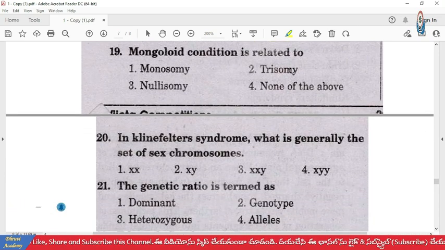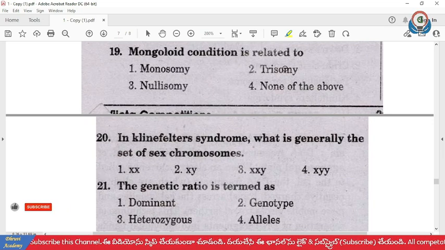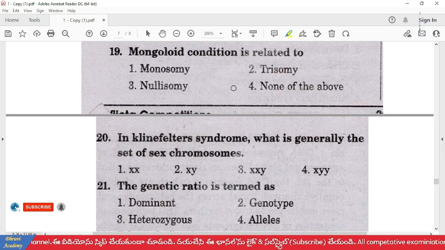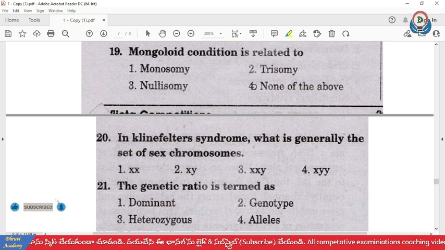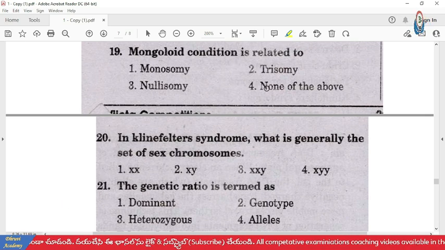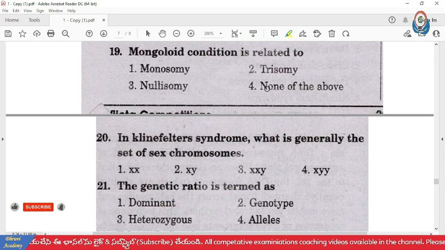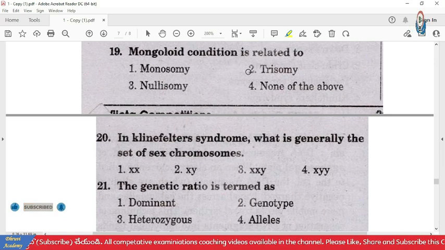Next, the mongoloid condition is related to: is it a monosomy, a trisomy, a nullisomy, or none of the above? Which is the correct answer? The mongoloid condition is related to a trisomy.